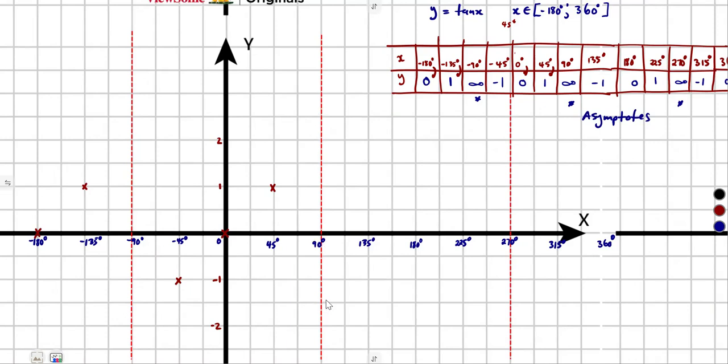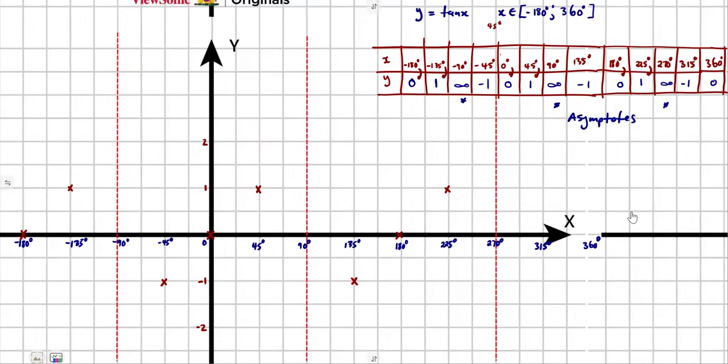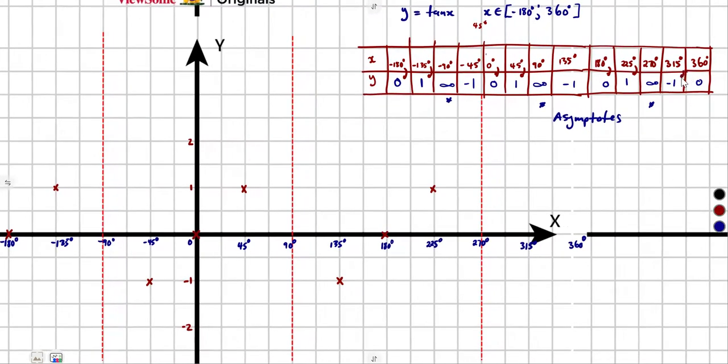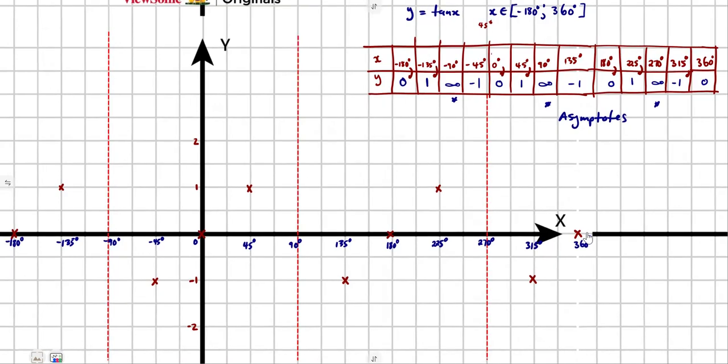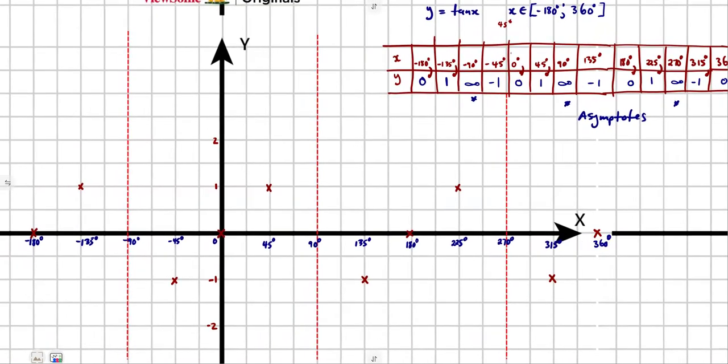Infinite at 90. 135 versus minus 1. 180 versus what? Versus a 0 there. 225 versus 1. Infinity at what? At 270. At 315, that's versus -1. At 360 degrees, that's at what? At 0. So these were the points that you had formed.